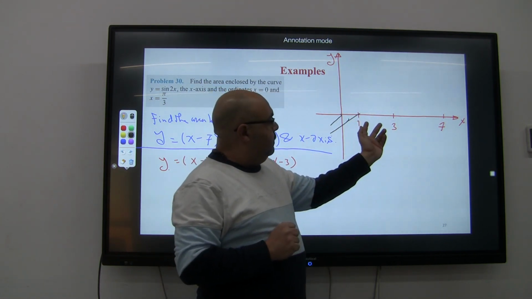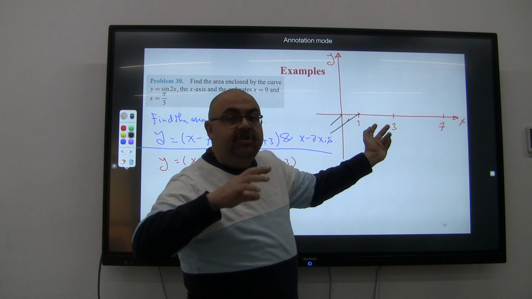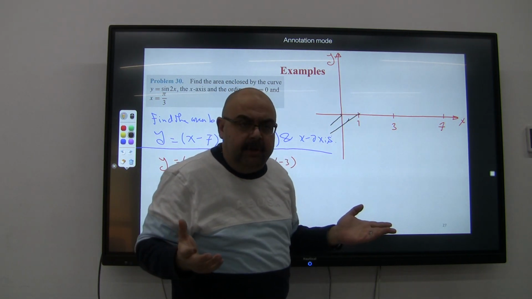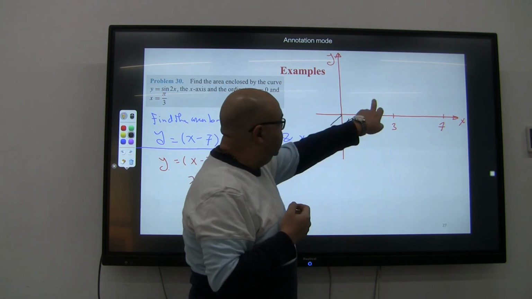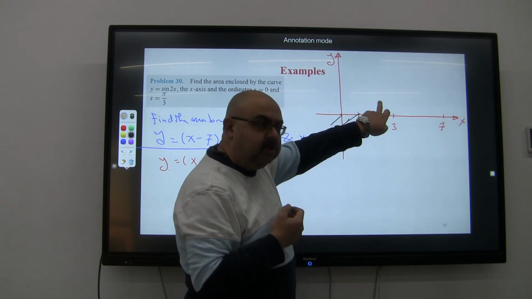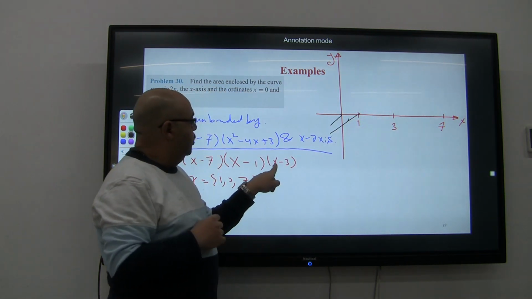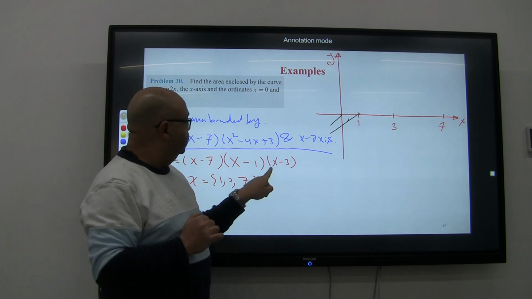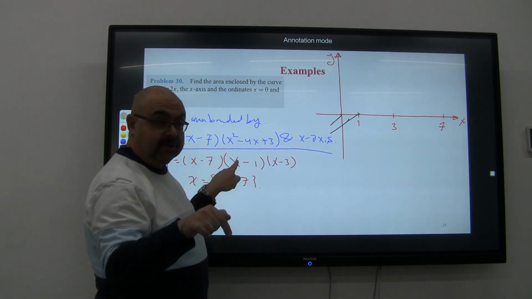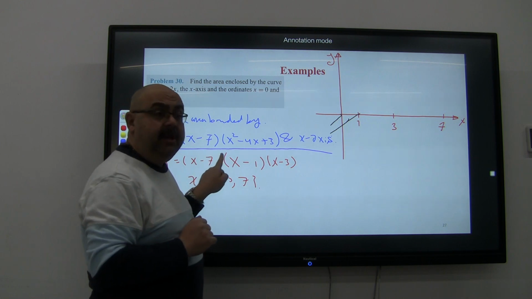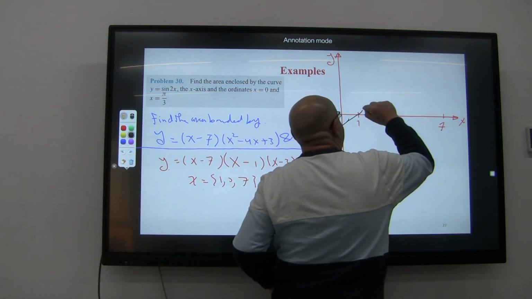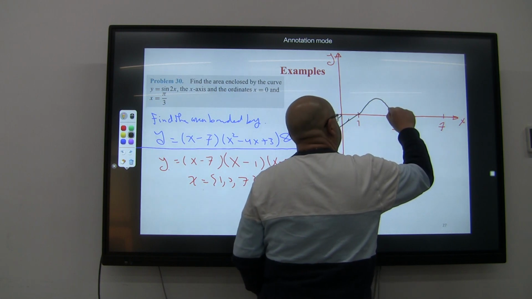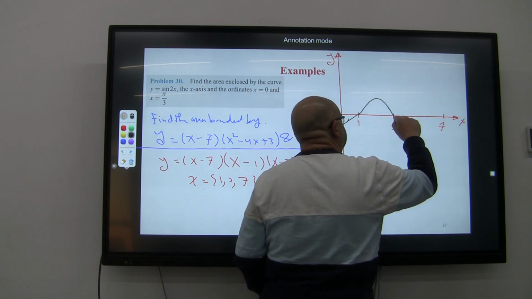Start to choose a number between 1 and 3. Substitution is just only by logic. I will start to take 2. I'm guessing the y value will be positive. Start substituting. 2 in this bracket is going to be negative. 2 in that bracket is going to be positive. 2 in that bracket is going to be negative. So negative times negative, your function is going to be positive. It will make a U-turn and it will hit at 3.